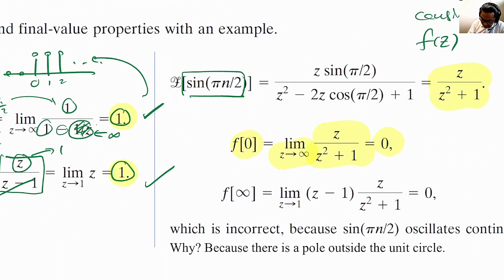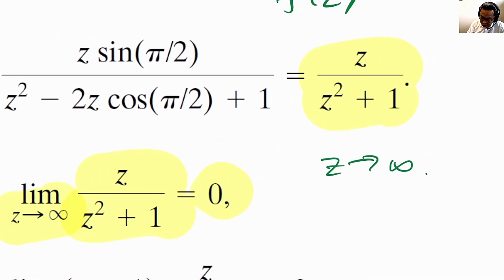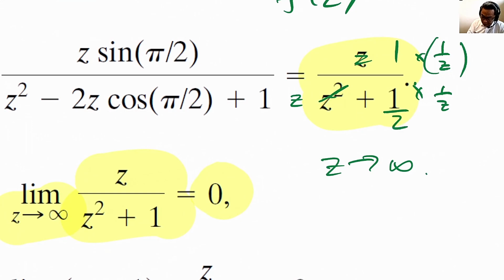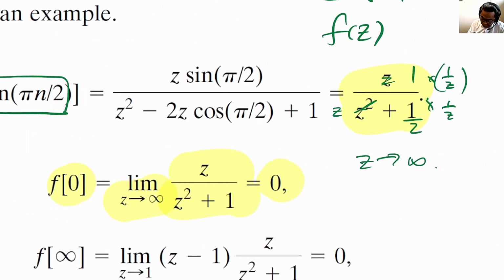and setting z tends to infinity. Well, what do we do? Again, we multiply by 1 over z on the top and bottom. So this becomes 1, this becomes z, this becomes 1 over z, and letting z tend to infinity, this goes to 0, and it is 1 over infinity, and hence its value is 0.